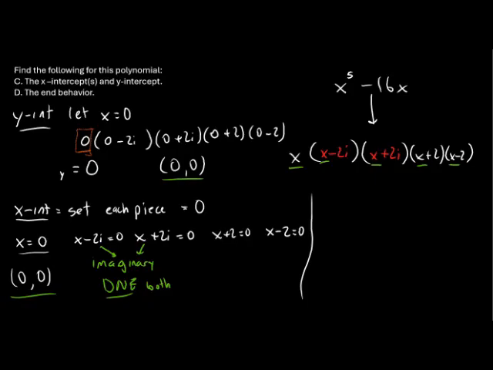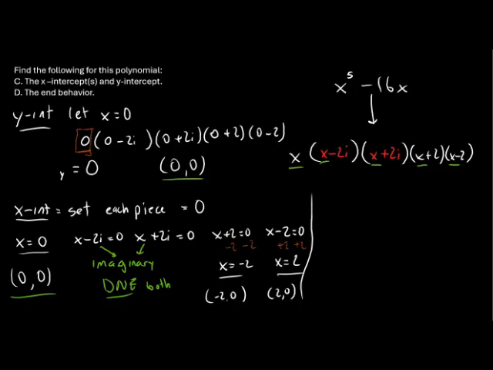However, the other two pieces will give us real solutions. If we have x plus 2 equals 0, we'll just subtract 2 from both sides and get x equals negative 2. If we have x minus 2, we'll now add 2 to both sides, giving us x equals 2. Therefore, our next x-intercept is negative 2, 0, and our final x-intercept is 2, 0. So we have 3 real x-intercepts, and the 2 imaginary pieces do not give you an x-intercept.